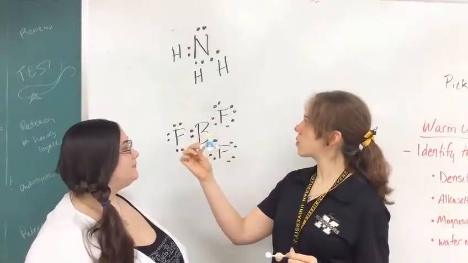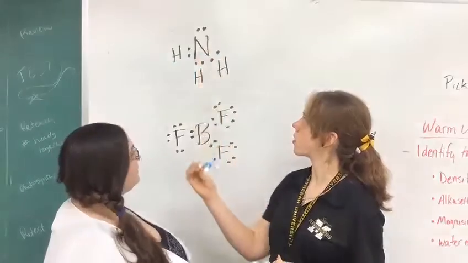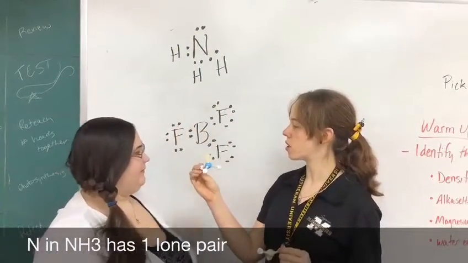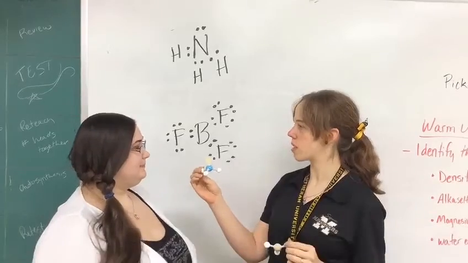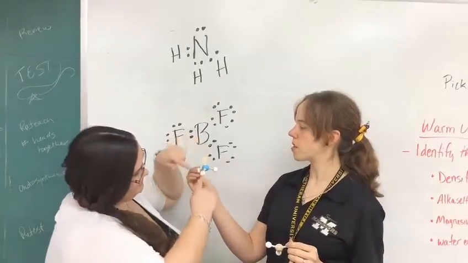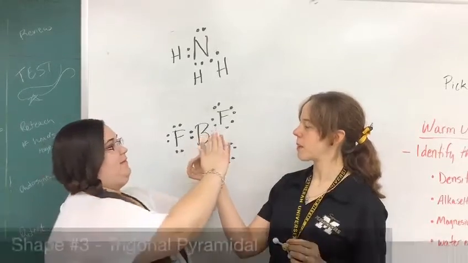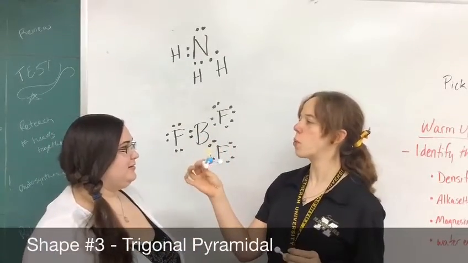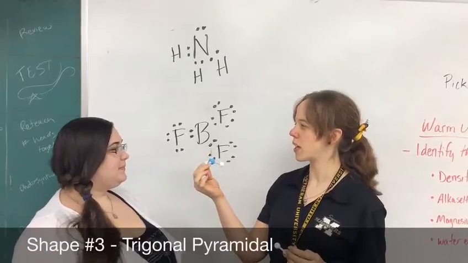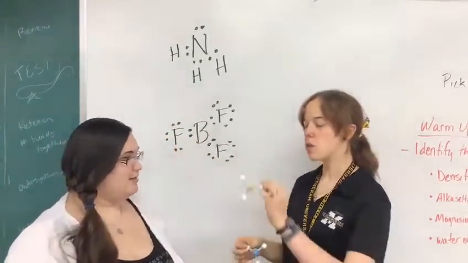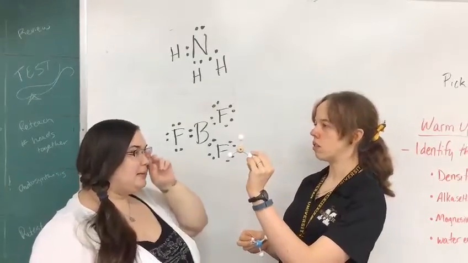So what does NH3 have if we look at this and we look at our structure? It's got the lone pair. And so what does that do to all of our atoms that are bonded? It pushes them down. And so what kind of shape does this make? It's like a pyramid. It's trigonal pyramidal. What does it mean that it's trigonal? Tri. 3.